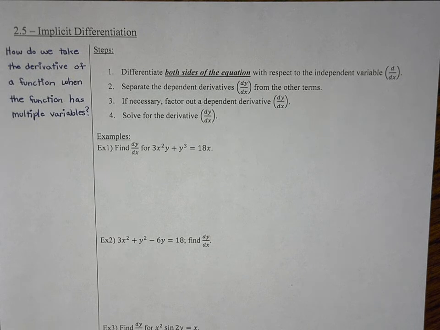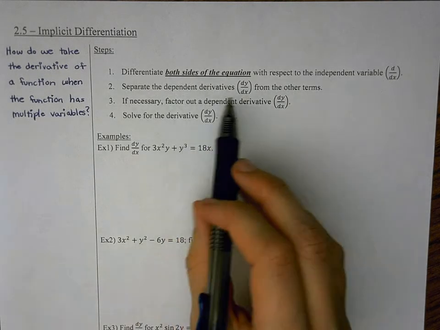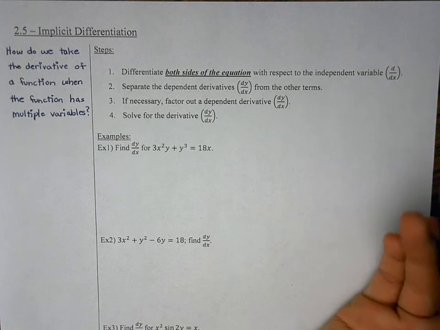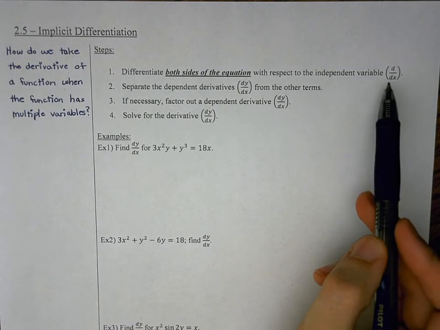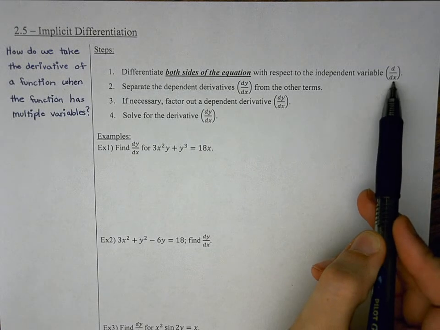we take the derivative of a function when the function has multiple variables? The process that we utilize to do this is called implicit differentiation, and there are 4 steps to it. Step 1, we are going to differentiate both sides of the equation with respect to whatever your independent variable is. For most of ours, it is going to be d/dx.